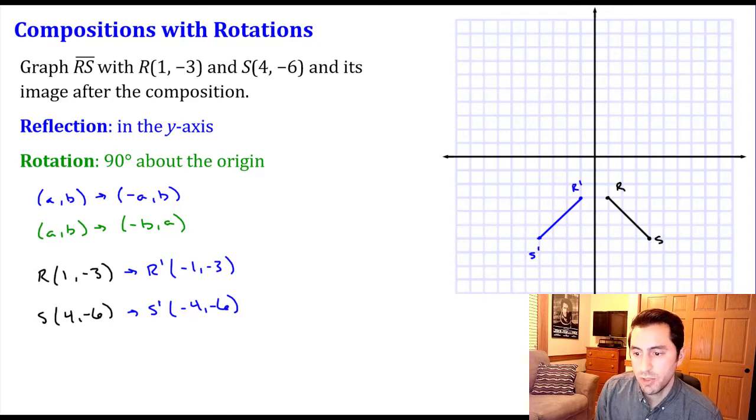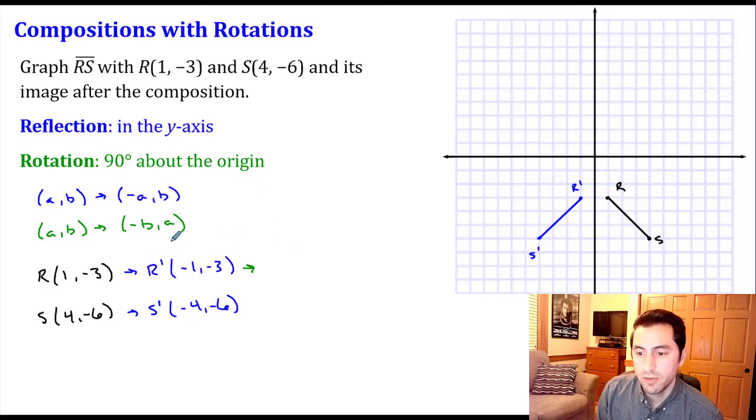So now let's do the rotation. So now we're going to take R prime and S prime, and we're going to rotate those. So right now we're in the third quadrant. And if I rotate this 90 degrees about the origin, we're going to go counterclockwise. So we should end up back in quadrant 4 over here. But with the rotation, the orientation will change a little bit. So let's see what we end up with. So the x's and the y's, they switch spots.